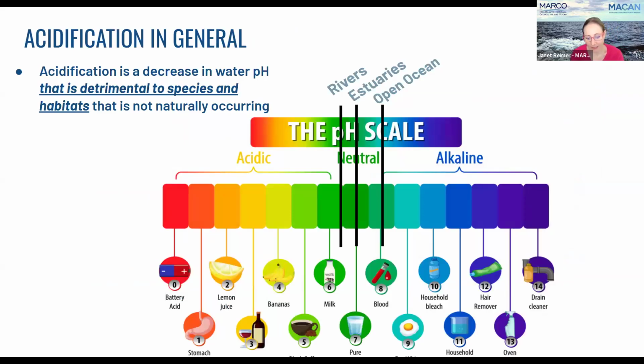So when we talk about acidification, it can be a relative term. But what's really important to remember is that when we say acidification in a coastal or an oceanographic context, what we really mean is a decrease in situ or in water pH that is detrimental to species and habitats that is not naturally occurring. And that's an important distinction because there are natural changes in the acidity or the alkalinity, which is the base properties of seawater that do occur naturally through different processes. And I'll walk you through a couple of those.